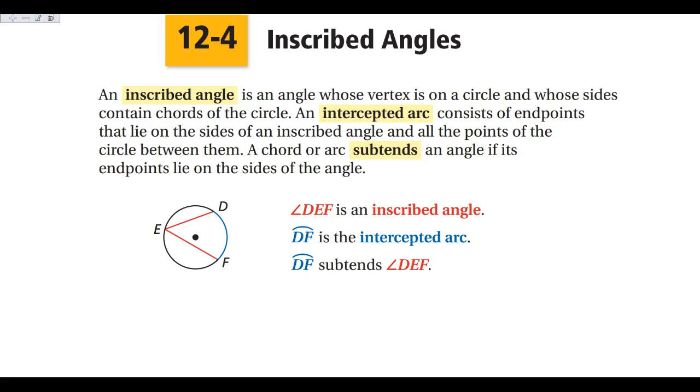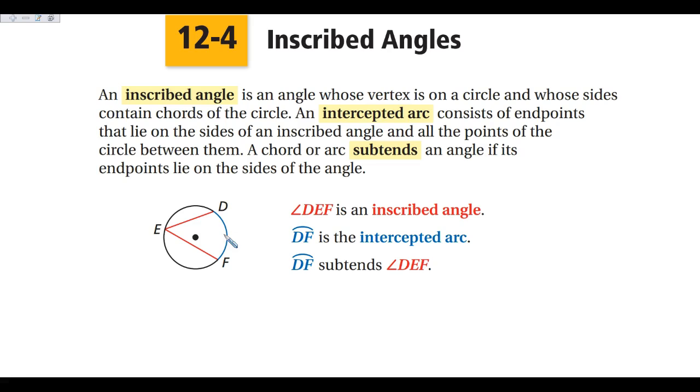All right, hey everybody, we are looking at section 12.4, which is inscribed angles. An inscribed angle is an angle whose vertex is on the circle and the sides are chords. So if I look at this, my whole angle is contained within the circle. It's kind of Pac-Man-like, okay? So E is the vertex of my angle, DEF, all right? It hits arc DF. So that's the intercepted arc, arc DF.